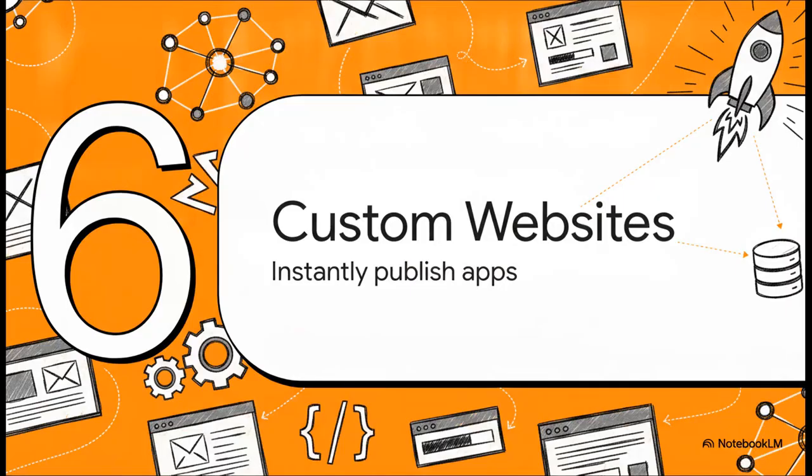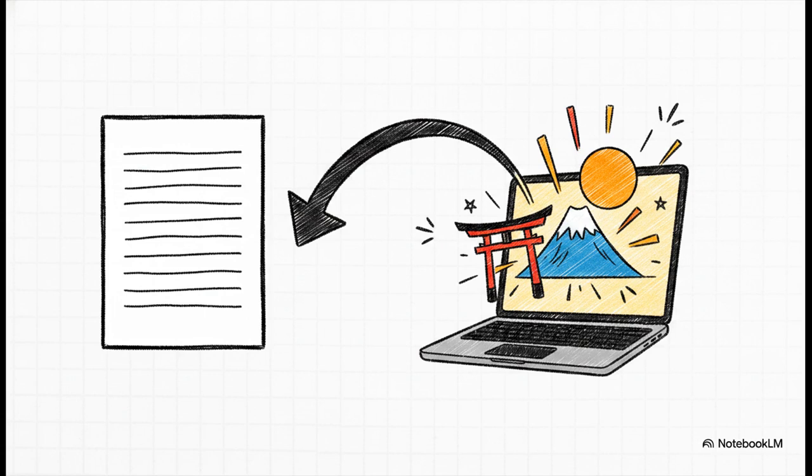And finally, Section 6, Building Custom Websites. This is where you learn to instantly publish your own apps. Think for a second about how we normally share information. Take an interactive Japan travel catalog, for instance. This completely replaces those incredibly boring bullet point text itineraries.